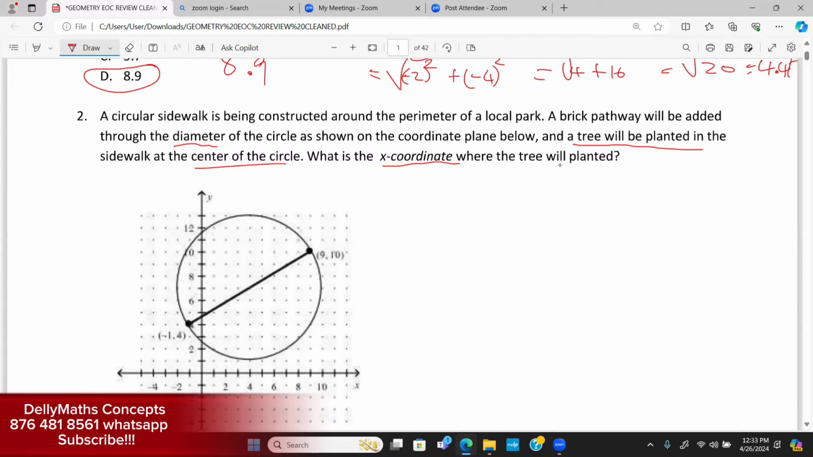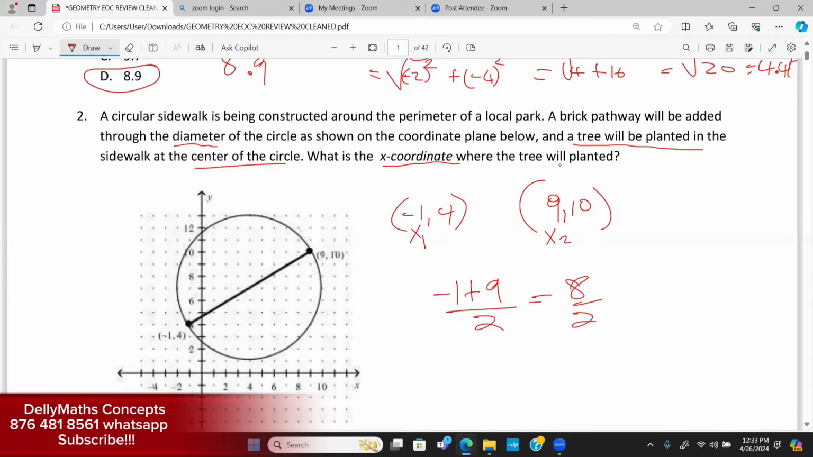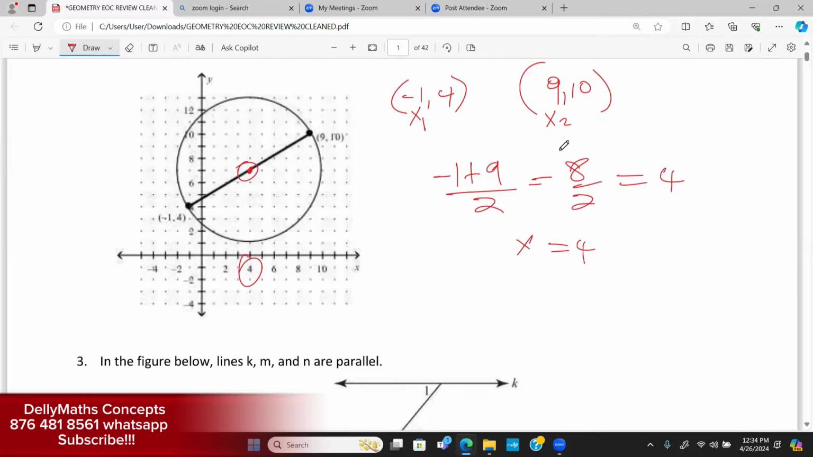If I have two x coordinates, look at my coordinates, we have x, y, and we have 9. So this is the diameter that we're dealing with, and the diameter does pass through the center. So I could take my x1, x2. If I'm going to find the center of the circle, all I have to do is add my x values and divide by 2. So this is going to give me 8 divided by 2, which is 4. So my x value is 4 at the center, and that's what they wanted.